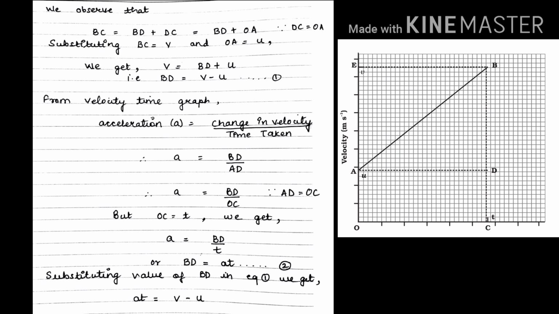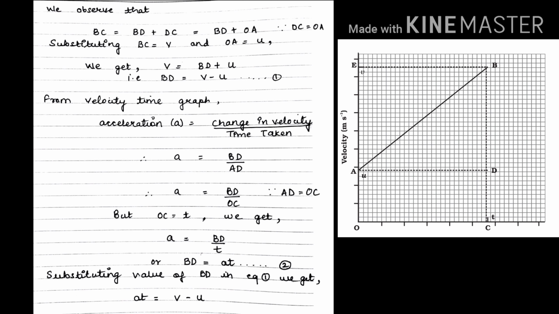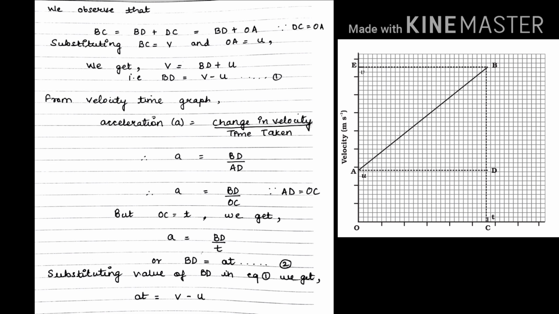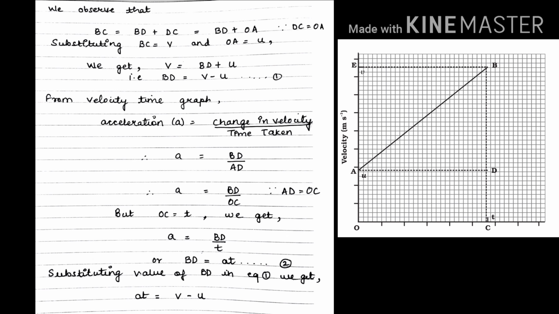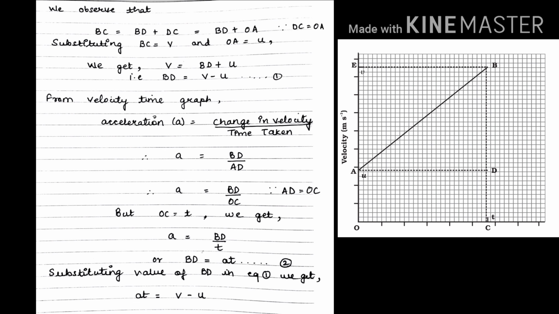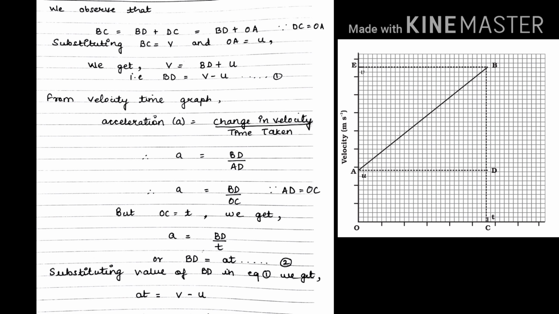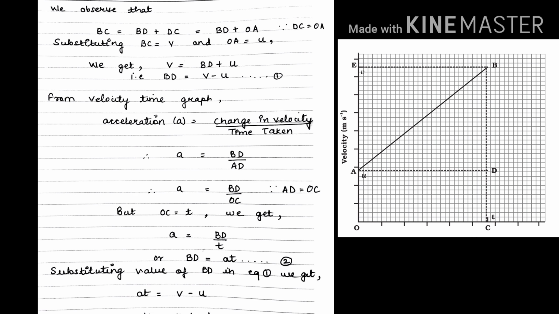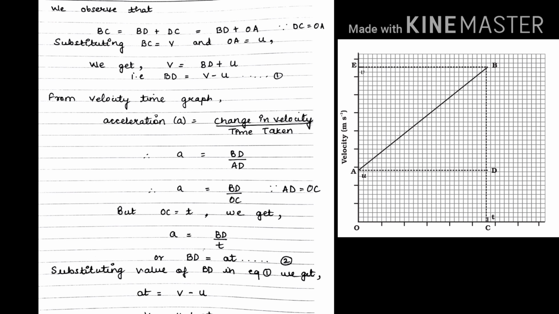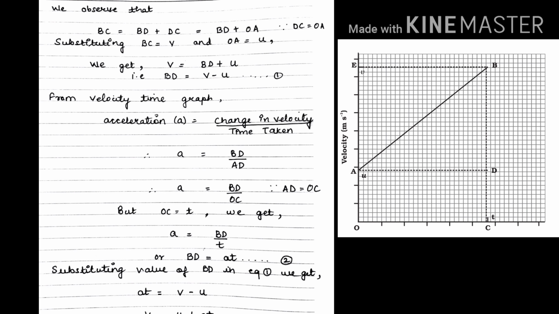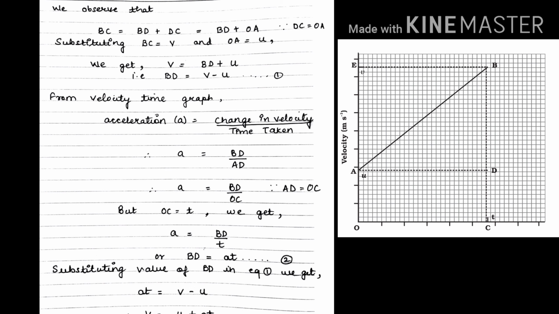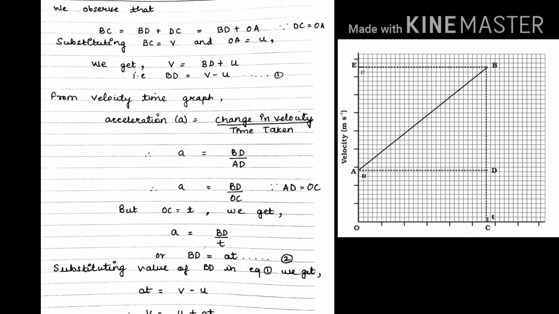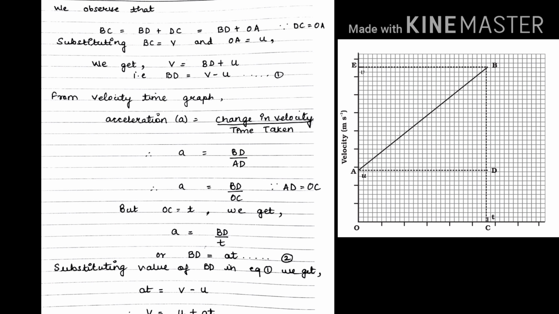But again, we all know OADC is a rectangle and opposite sides are equal. Hence, AD equals OC. Substituting the value, we get a equals BD upon OC. Again, OC is representing what? Time. So, substituting the value of OC in the above equation, we get acceleration a equals BD upon t. So what we get is BD equals at. Give it as equation number 2.